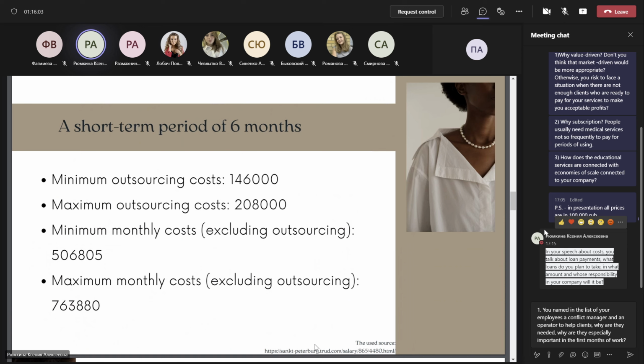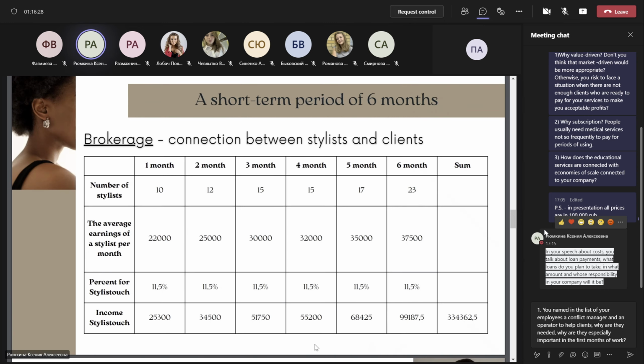To summarize, we know that minimum outsourcing costs are 146,000. As for maximum outsourcing costs, they are 208,000. Minimum monthly costs are 500 and nearly 7,000. As for maximum monthly costs, they are 700 and nearly 64,000.